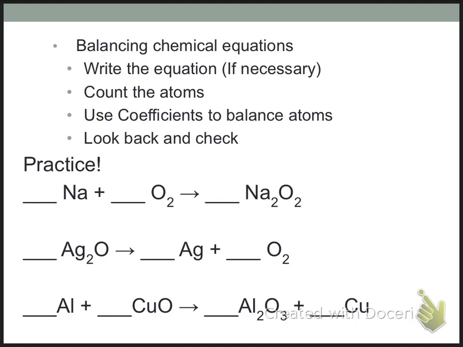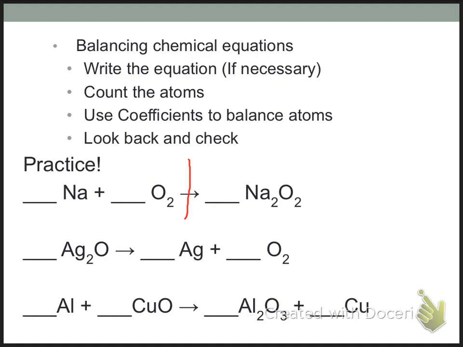The next step is to count the atoms. So when we look at the number of atoms in our equation, we are looking at the right-hand side versus the left-hand side of our equation. Where the yield sign is, also known as the arrow, that's where we look at our reactants on the left-hand side and our products on the right-hand side.